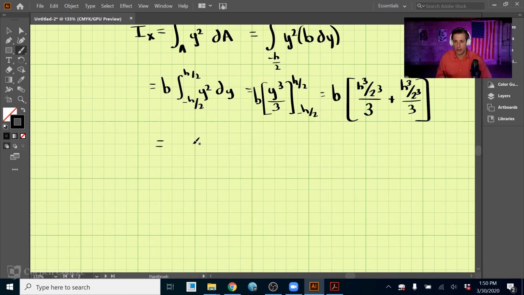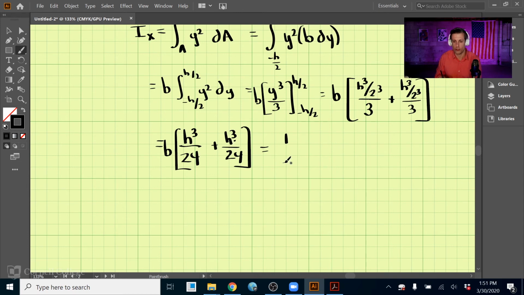And that simplifies to h cubed. This is 8 times 3, that's 24. h cubed over 24 plus h cubed over 24. And we can't forget the b out front. And that then simplifies, 1/24 plus 1/24 is 1/12 bh cubed. All right, so the moment of inertia about the x-axis is 1/12 bh cubed.